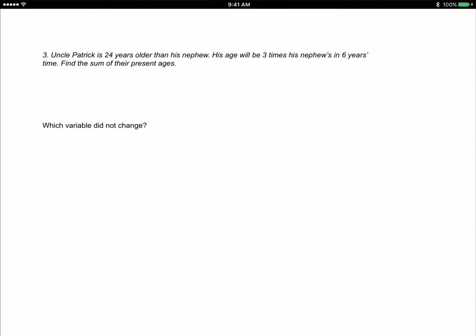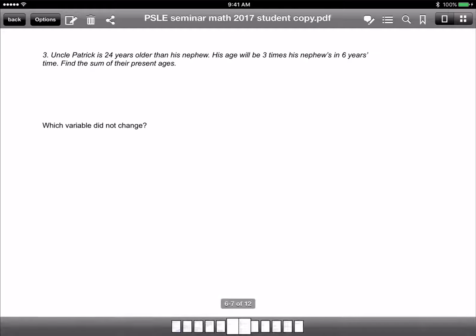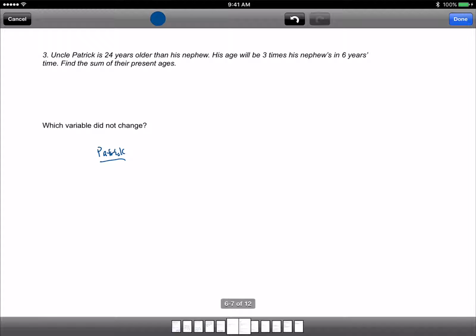Okay, this is the favorite type of question that teachers love to ask. It is about age, right? To solve age questions, we also need to understand that the difference did not change. Right, so let's see how we can do this. So Uncle Patrick is 24 years older, so clearly here we have two variables, Patrick and the nephew, right, with a difference. Now why is it difference unchanged? Because the age gap will never change.